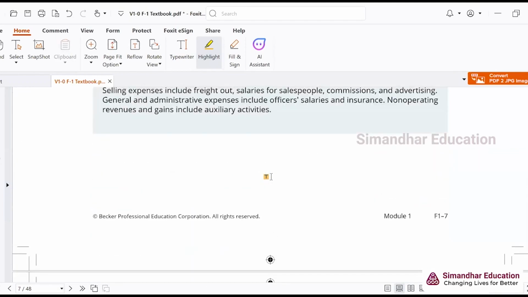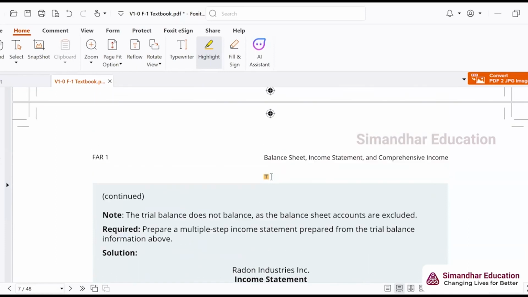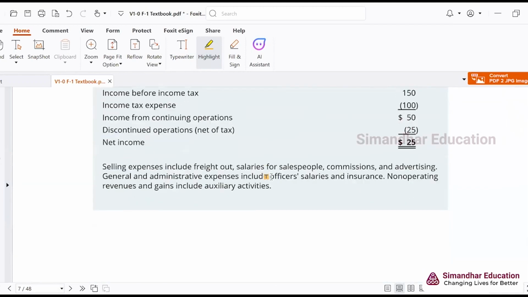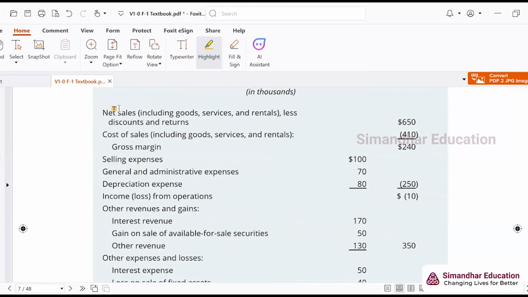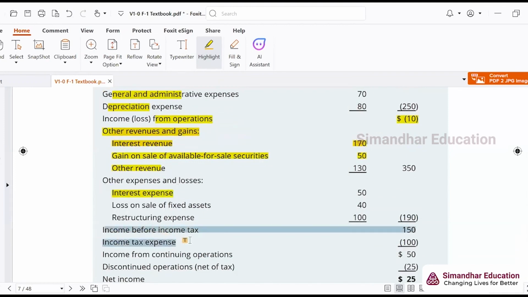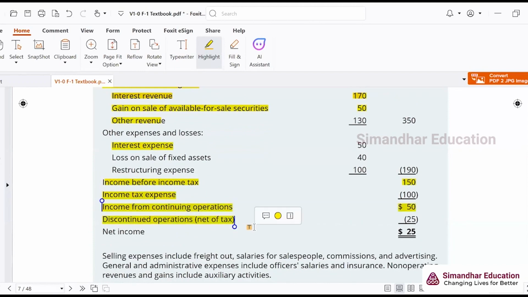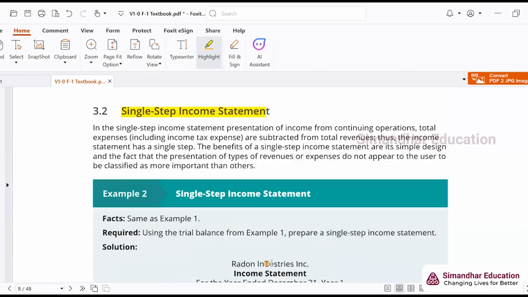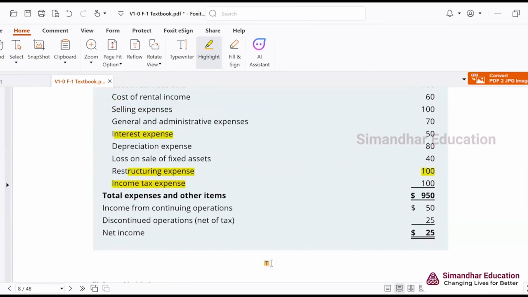For examination purposes, if you have to prepare it, you will have to prepare the multiple step income statement. So, a quick recap for all of you. First, you take the sales, then your cost of sales, that gives you the gross margin. Then selling expenses, admin expenses, depreciation expenses give you income from operations. Then you take other revenue, gains, etc. Then other expenses, which gives you income before tax. Then income tax expense, income from continuing operations, then discontinued operations, and net income. This is the format in which you will be preparing, and you will not be using the single step format unless it is asked in the question, right?